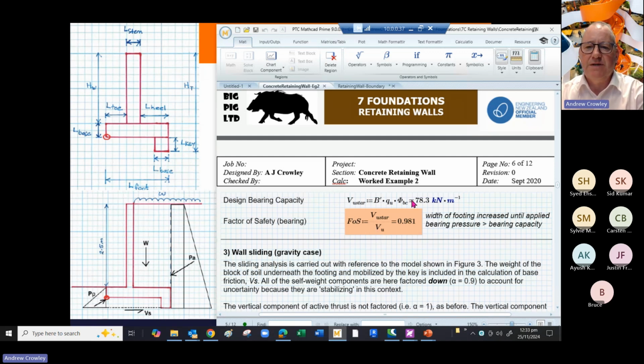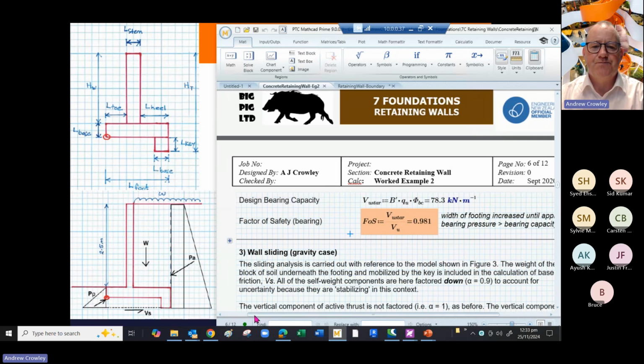So our bearing capacity is actually smaller than the applied load. So sorry, the applied load is bigger than our capacity. And to change that, we can alter the width of the footing to increase the area for the bearing capacity. However, what I've done there is use the parameters given in B1/VM4.